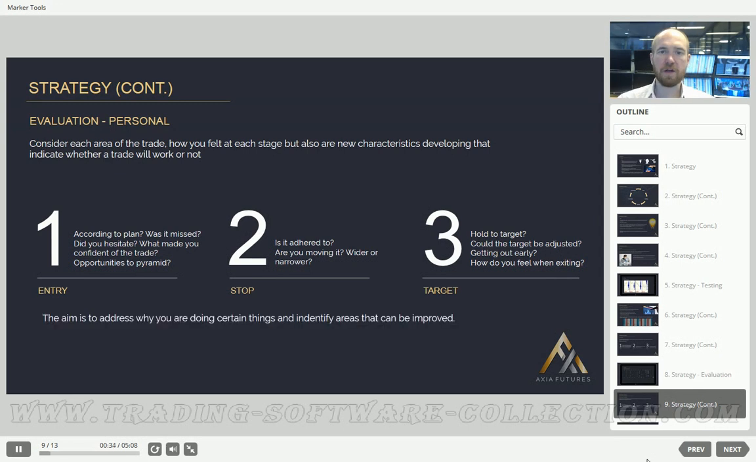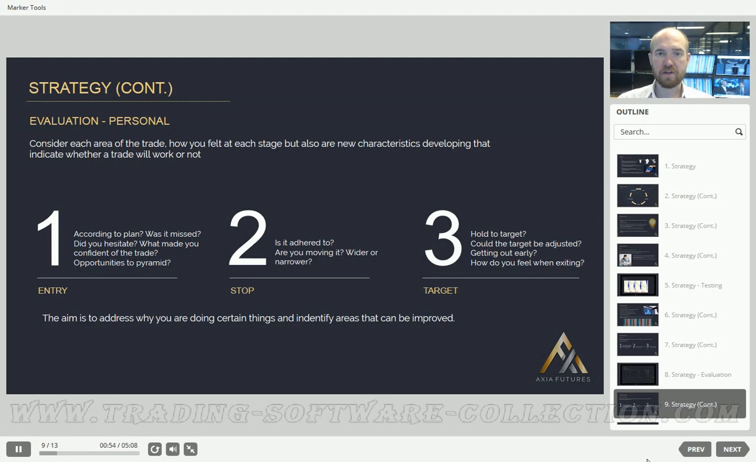So first up, look at your entry. Did it go according to plan? Did you enter where you intended on entering? Was it a case that you got in too early because you felt you were going to miss it? If that is the case, why are you getting in too early? Is it a lack of confidence, or is it just a desire to get in?